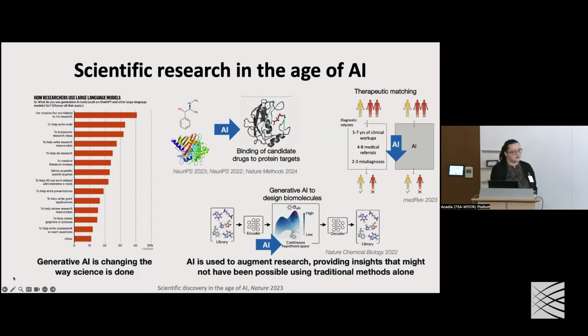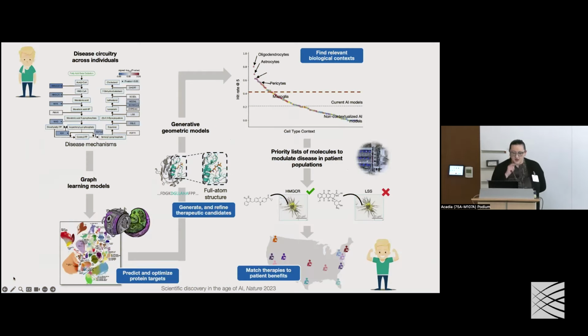On the other end, there is another pillar of scientific research that is being enhanced and potentially empowered through AI. And this is now increasingly seen by AI being used to augment research, providing insights that might not have been possible using traditional methods just a few years ago. So in our group, we are specifically interested in laying foundations for AI that can help us advance the scientific understanding of medicine and therapeutic design.